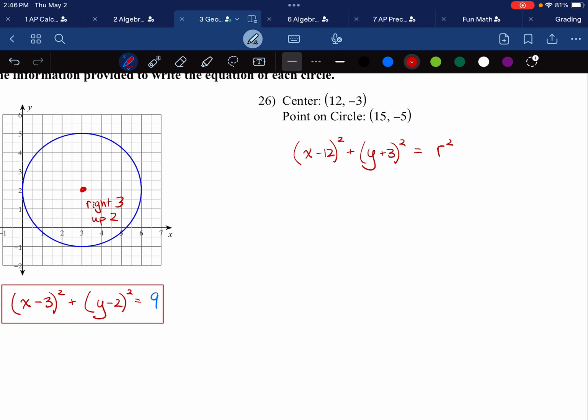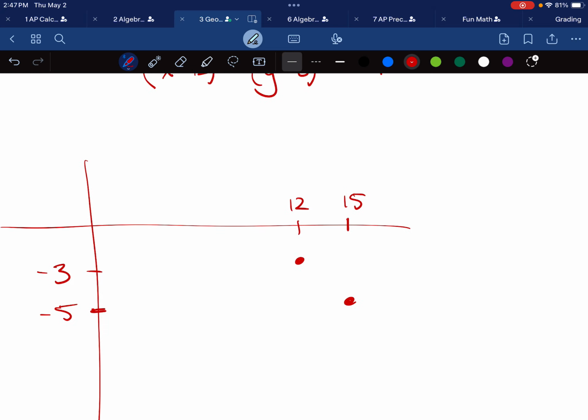If you were to draw a picture, I'm going to go ahead and say my axis is down there. So I'm going to say 12, negative 3, we're going to pretend is right about there. We're going to say that's 12, and this point right here is negative 3. I'm going to go to 15, negative 5. So here's 15, here's negative 5, and I'm going to say that point is on the circle. So I'm trying to find the distance of that line, because that's actually the radius.